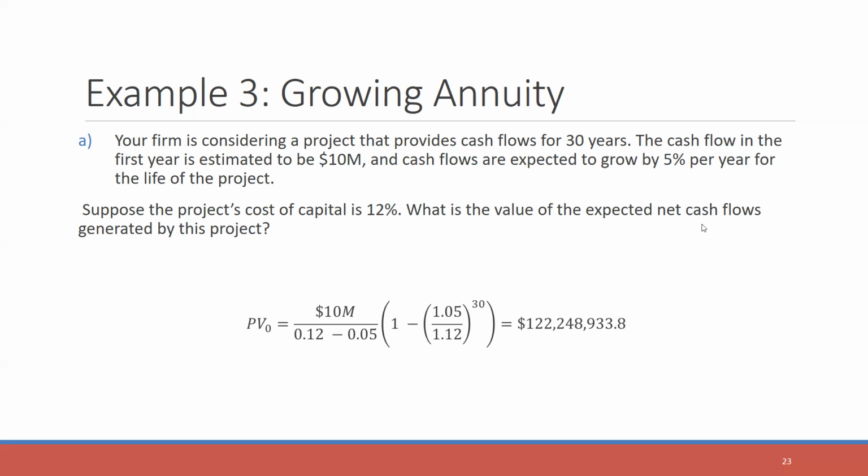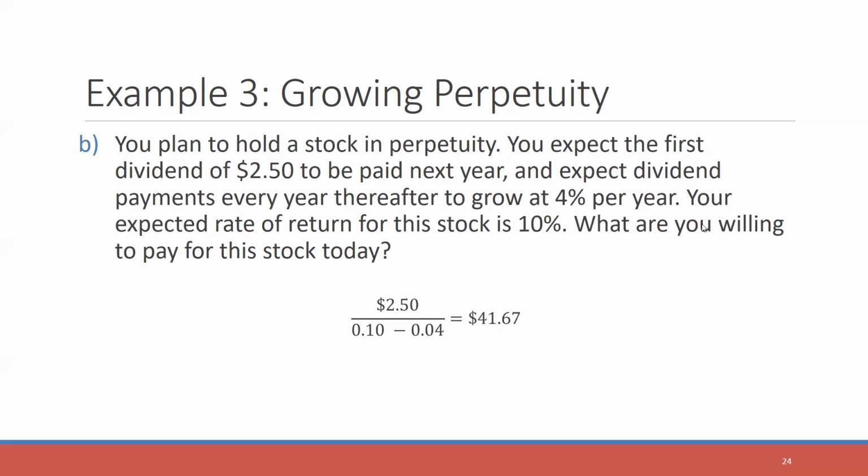So let's do another example. Okay. You plan to hold a stock in perpetuity. You expect the first dividend of $2.50 to be paid next year and expect the dividend payment every year thereafter to grow by 4% per year. Your expected rate of return for the stock is 10%. What are you willing to pay for this stock today?